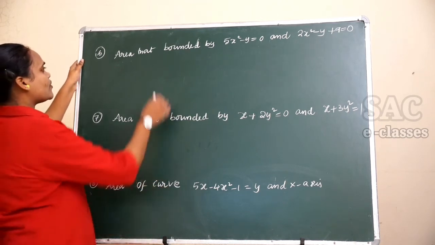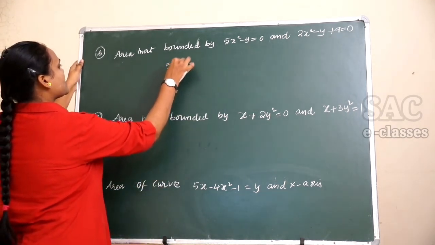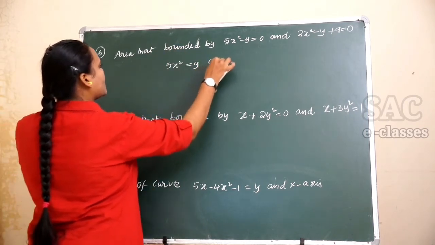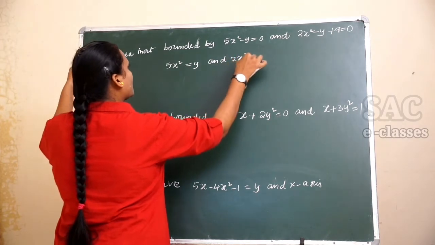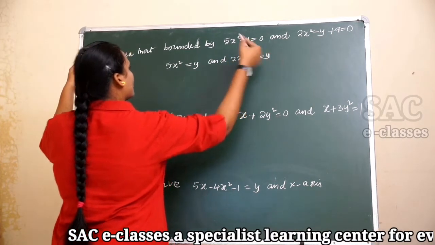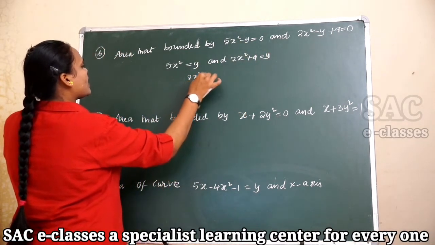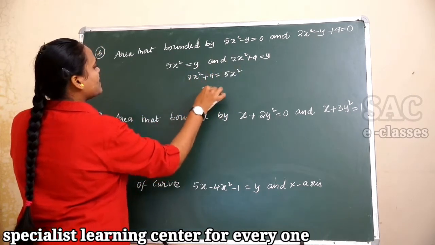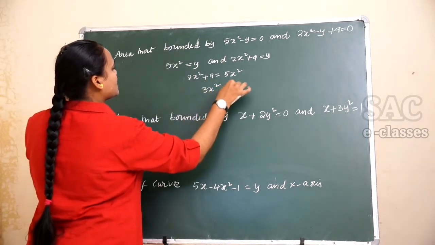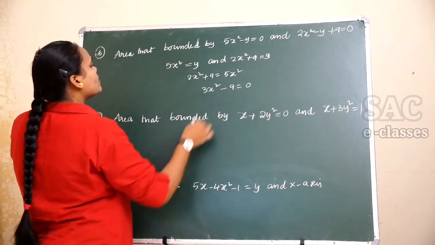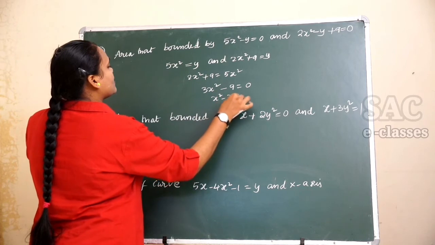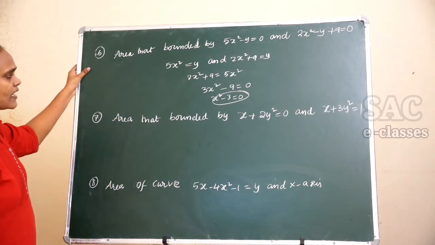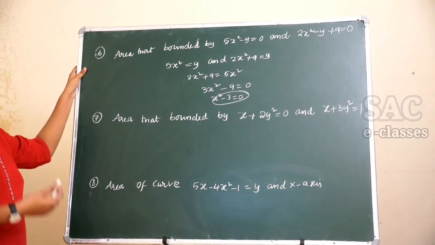For this, let me express 5x squared minus y as 5x squared equal to y, and 2x squared plus 9 is equal to y. You know that 2x squared plus 9 can be equated to 5x squared. Obviously, you will get 3x squared minus 9 is equal to 0. Then x squared minus 3 equal to 0. You know how to find the area of any curve with the help of our trick.